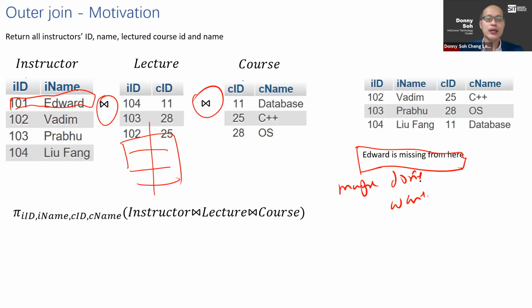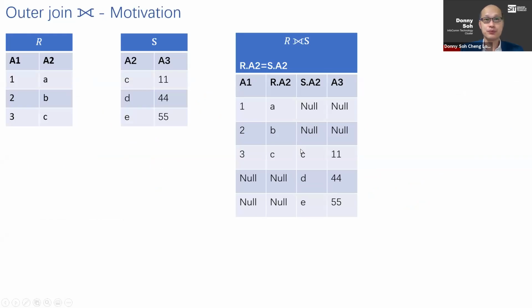So the solution is then what we call an outer join. So in the outer join, notice the first thing we want to look at is that it is very similar to a natural join. So there is also a column that is the same. That is the similarity. There is a column that is the same.